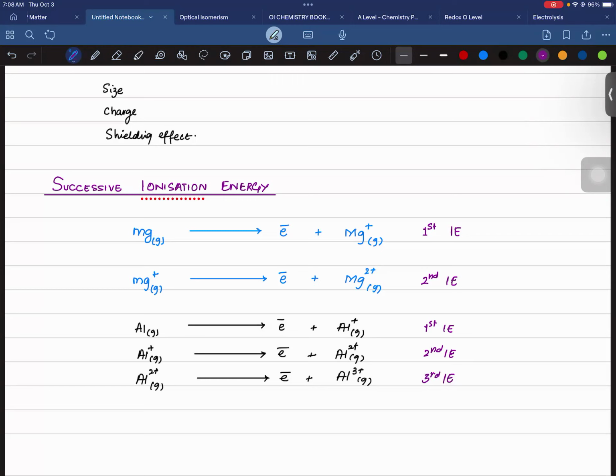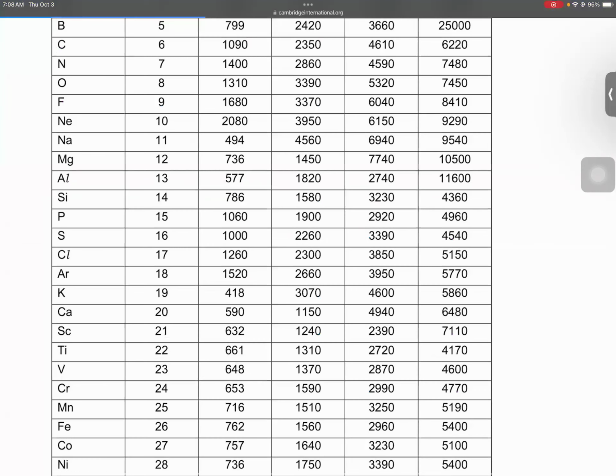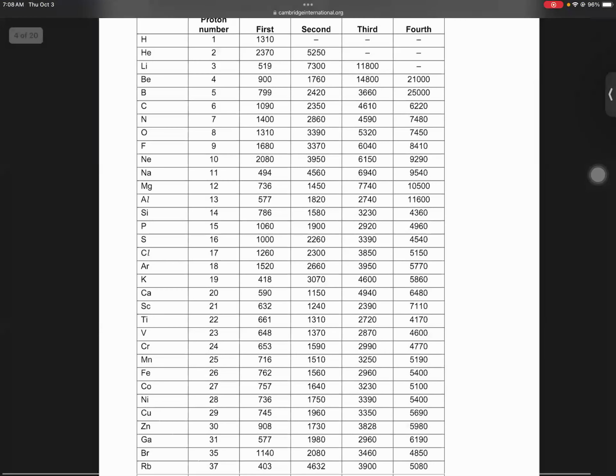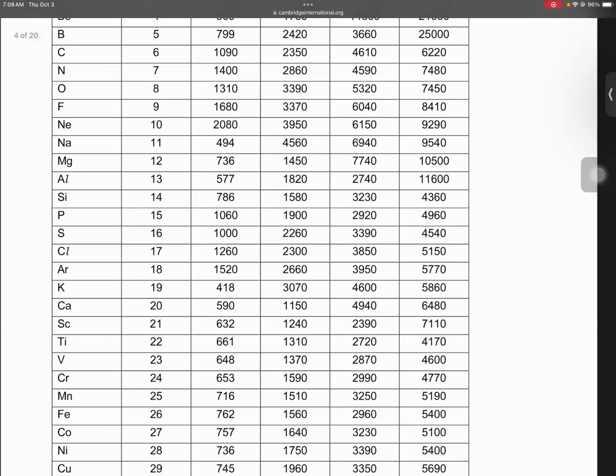So let's check the ionization energies of aluminum. As you can see, the proton number is 13. The first ionization energy is 577, the second ionization energy is 1820, and the third ionization energy is 2740. So as we remove more and more electrons, the energy that we would be providing is going to increase. So it's going to be difficult, basically.